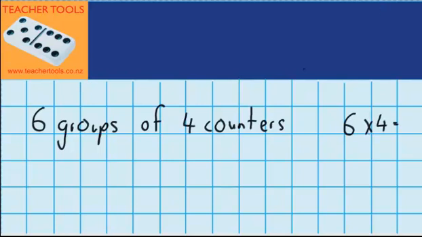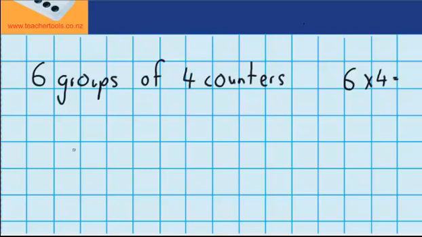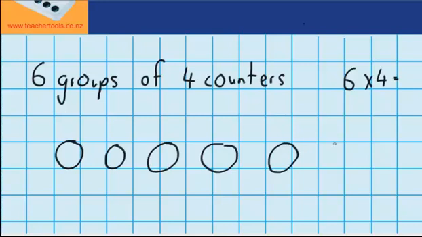So let's start by drawing a wee picture which shows what that looks like. Well, I need 6 groups: 1, 2, 3, 4, 5, and 6. That's my 6 groups, and I need to put 4 counters inside each one. 4, 4, 4, 4, 4, and 4.